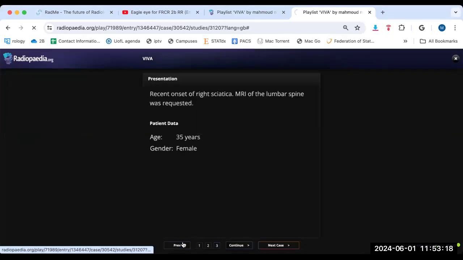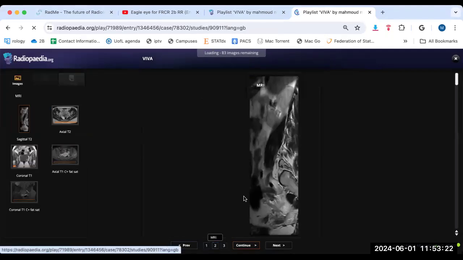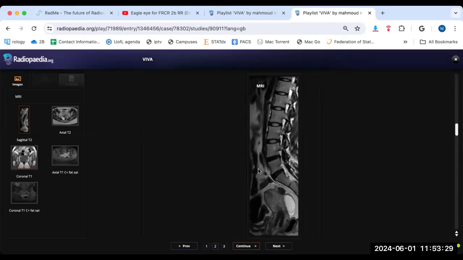Let's see the previous one. Yeah, this is an emergency case. And if you fail in one emergency case, you will fail the whole session of the VIVA.